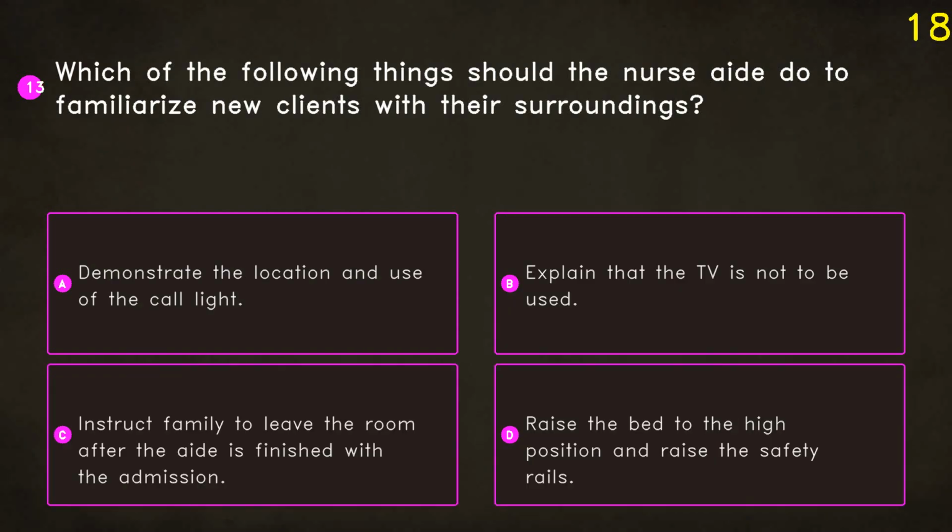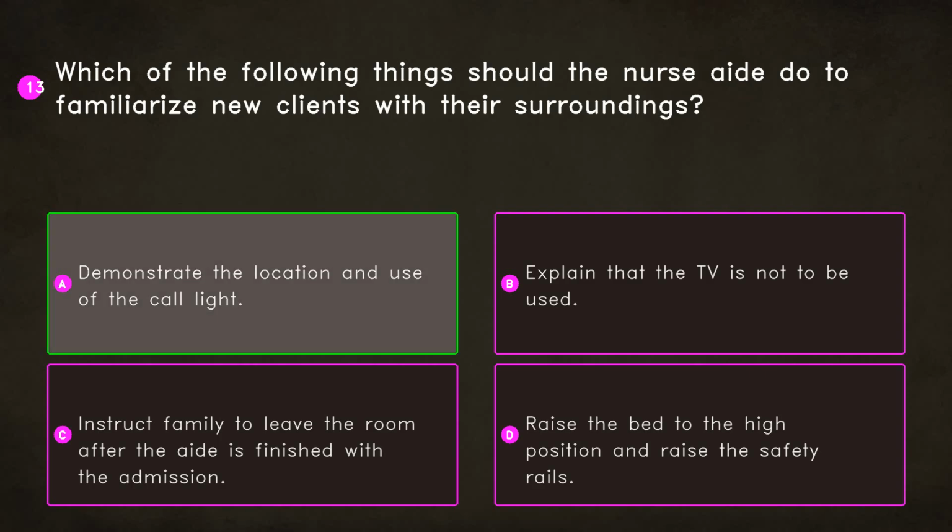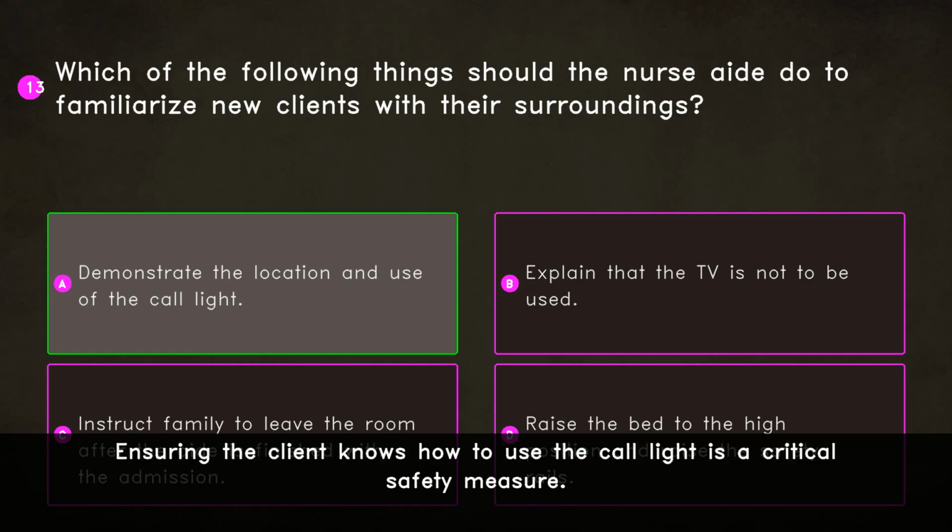Question 13. Which of the following things should the nurse aide do to familiarize new clients with their surroundings? A. Demonstrate the location and use of the call light. B. Explain that the TV is not to be used. C. Instruct family to leave the room after the aide is finished with the admission. D. Raise the bed to the high position and raise the safety rails. The correct answer is demonstrate the location and use of the call light. Ensuring the client knows how to use the call light is a critical safety measure.